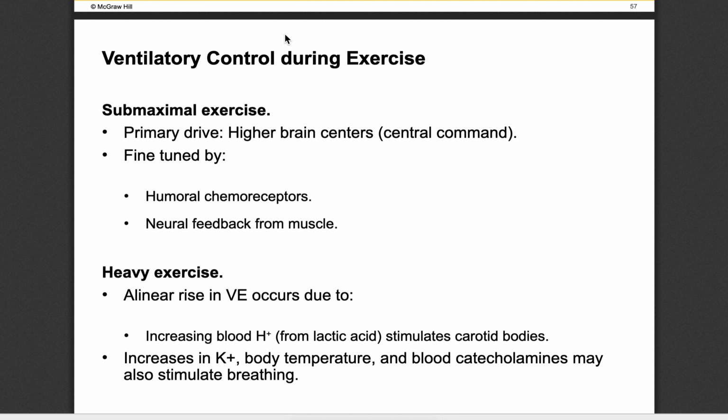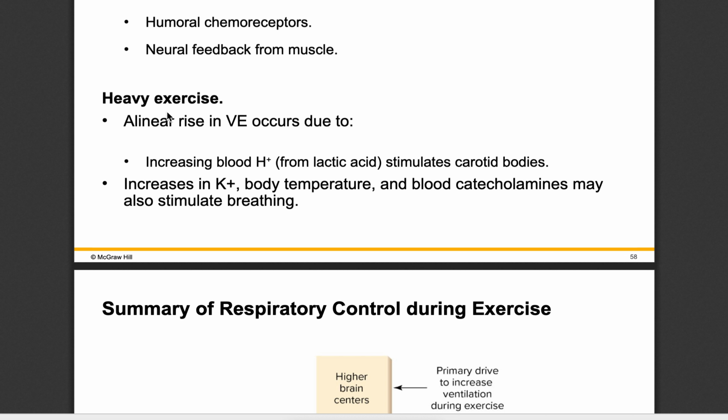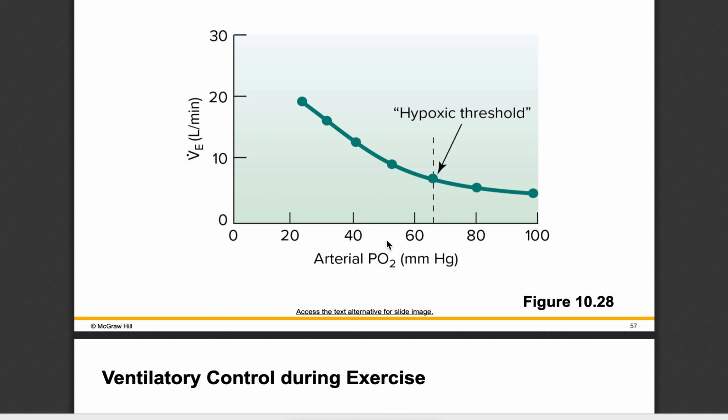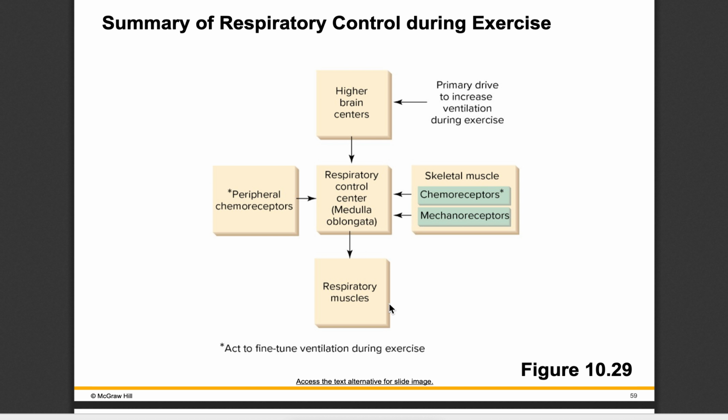So ventilatory control during exercise, again, submaximal exercise, is primarily driven by higher brain center, central command, fine-tuned by those chemoreceptors and neural feedback. In heavy exercise, it's really these high concentrations of CO2 and low concentrations of O2 that are continuing to drive that up and up. And so you can see all of these things playing in. Respiratory muscles do play an effect in this as well because they're being utilized more.